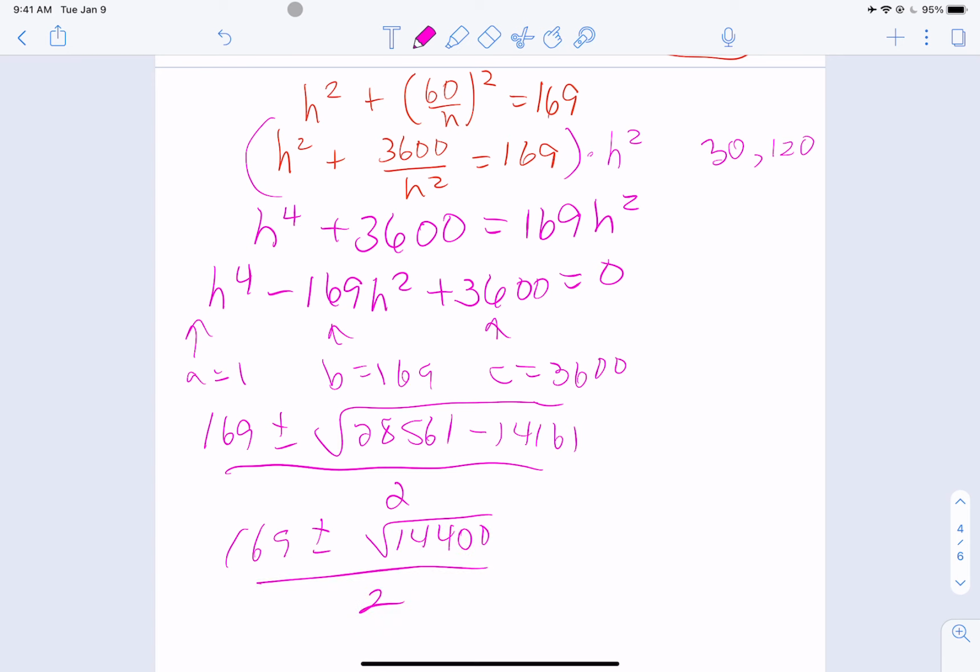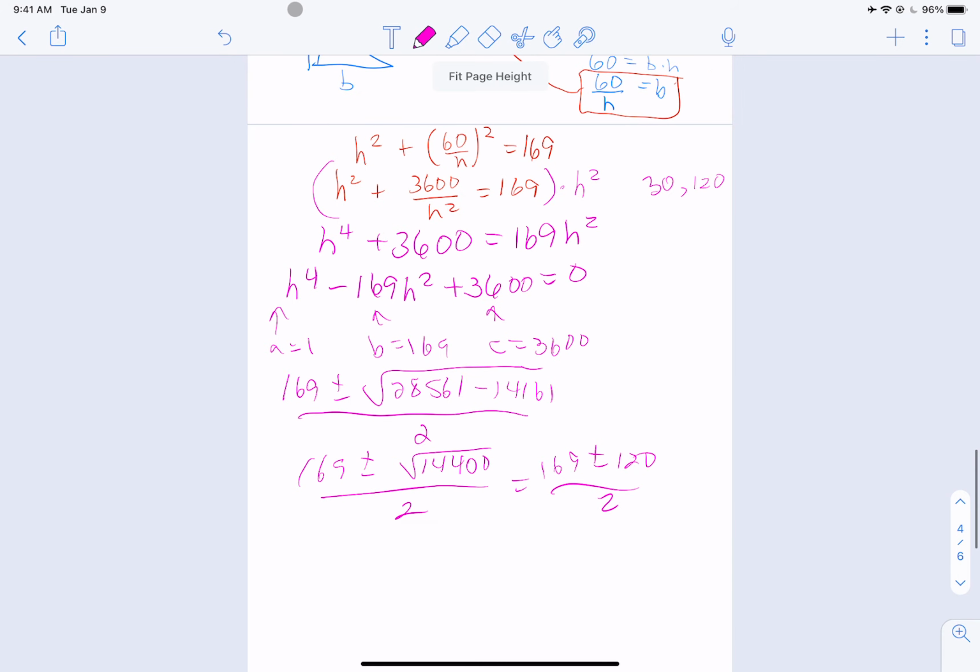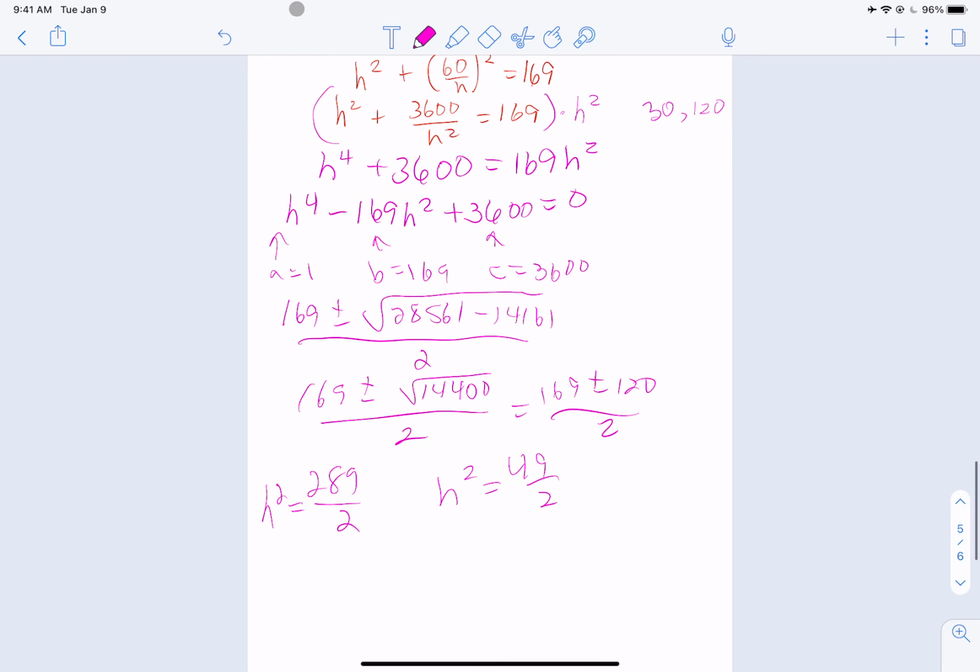So, when all else fails and you can't factor, guess what? Use the quadratic formula. And so we get 169 plus or minus 120 over 2. Okay, so let's do these. 169 plus 120 first. That's 289 over 2. Now that's going to be H squared. And then H squared is going to be the subtraction. 169 minus 120 is 49 over 2.